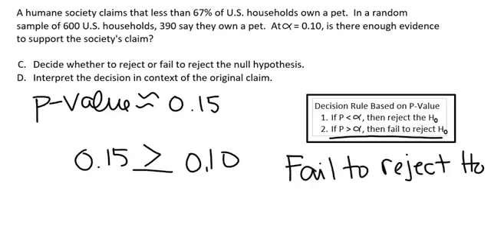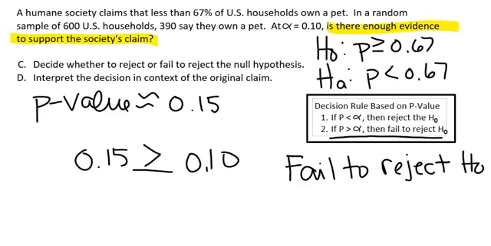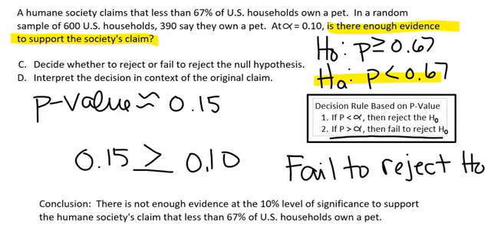So how do we interpret this in context of the original claim or the original question? The question is, is there enough evidence to support the society's claim? Remember, which one was the claim? The claim was the alternative hypothesis. So if we're failing to reject the null hypothesis, we're saying pretty much that the null hypothesis is true. So we would not be able to support the society's claim. In writing, that would be: there is not enough evidence at the 10% level of significance to support the Humane Society's claim that less than 67% of U.S. households own a pet.